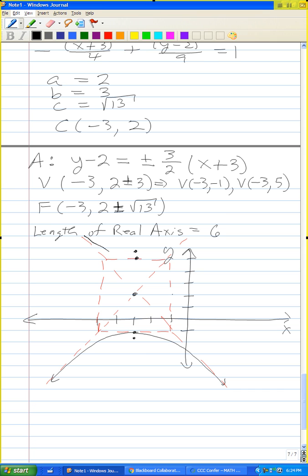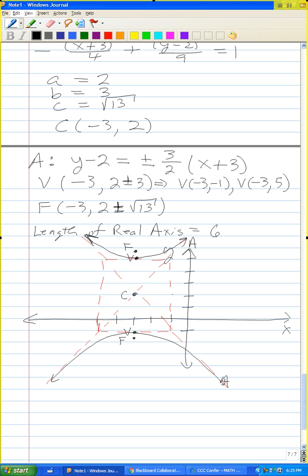Let's see if I can do this one. Near the asymptote. Approach that. Keep going towards the asymptote. Okay. And so here are my foci. Here are my vertices. Here's my center. And here are my asymptotes. Okay. And that's it.